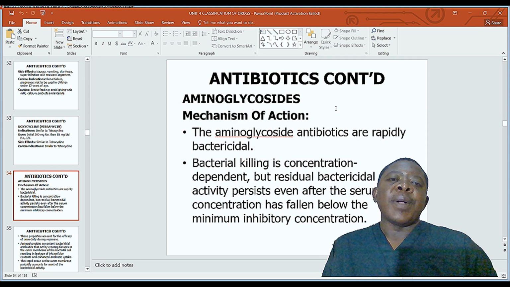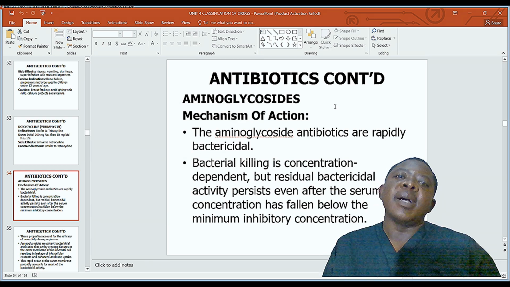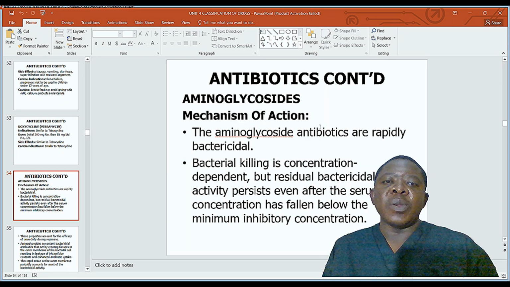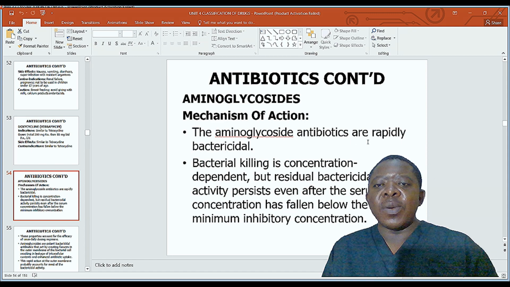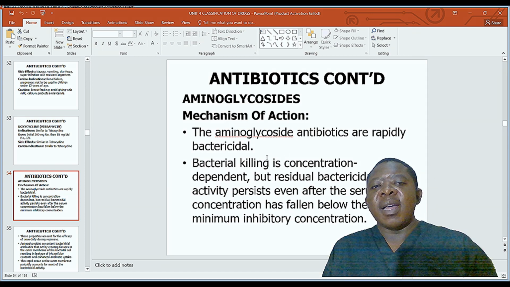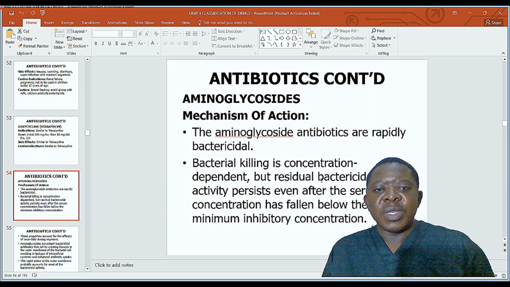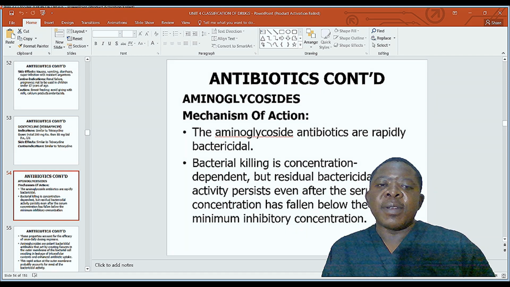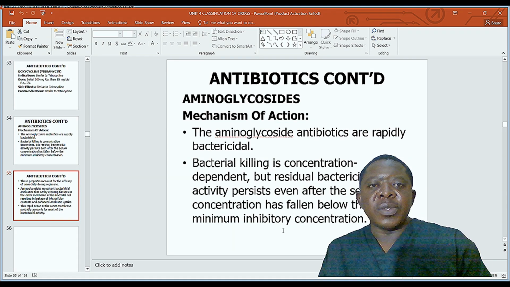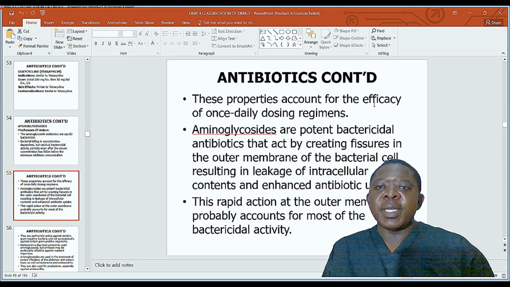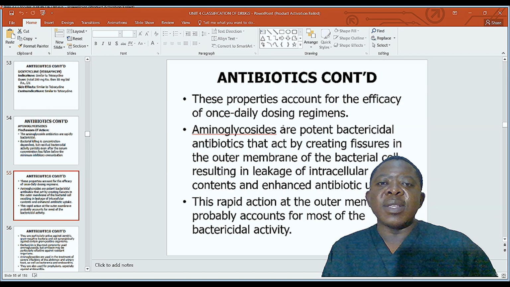Then we have another group of antibiotics known as aminoglycosides. The mechanism of action of aminoglycosides: these are rapidly bactericidal. Bacterial killing is concentration dependent, but residual bactericidal activity persists even after the serum concentration has fallen below the minimum inhibitory concentration. These properties account for the efficacy of once daily dosing regimens.